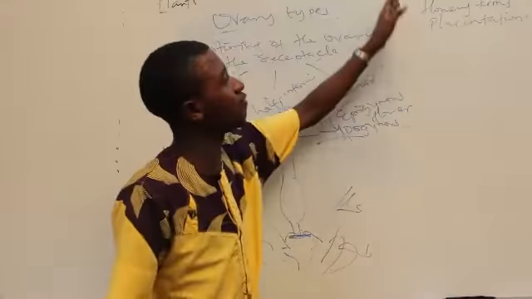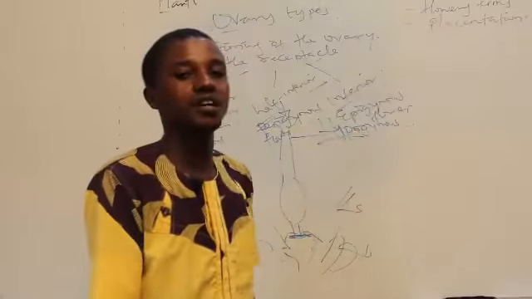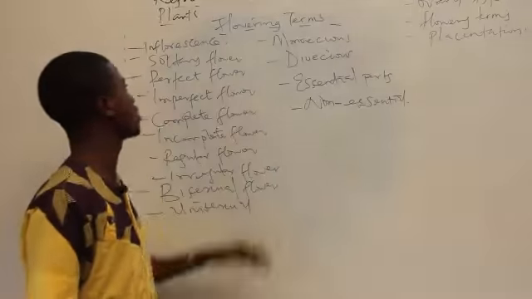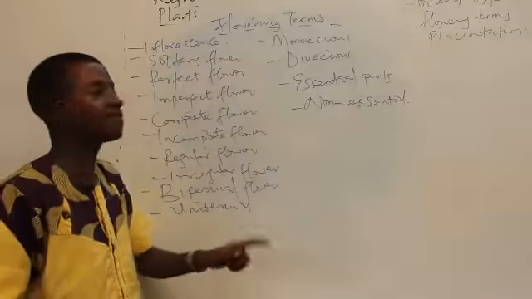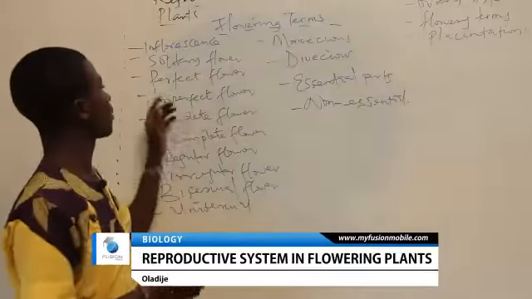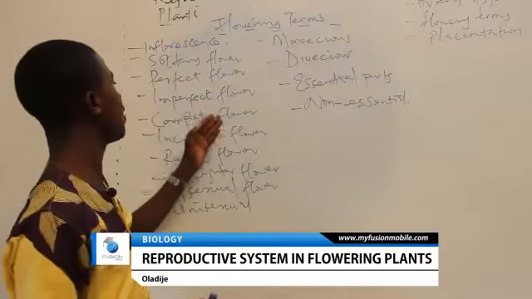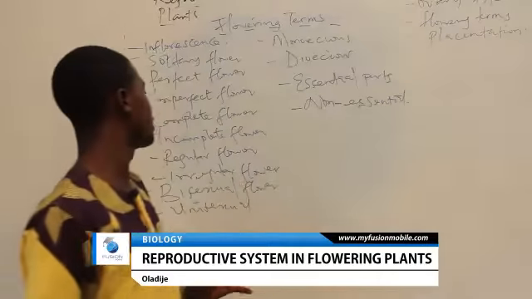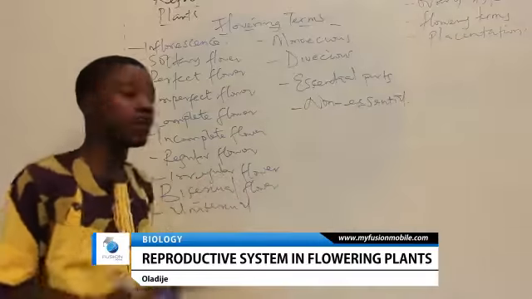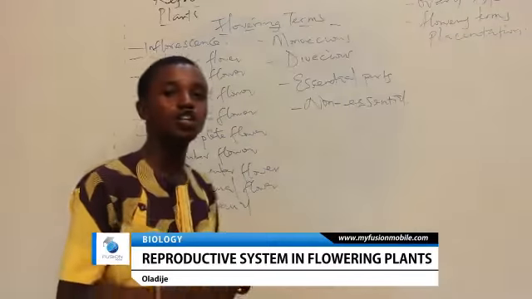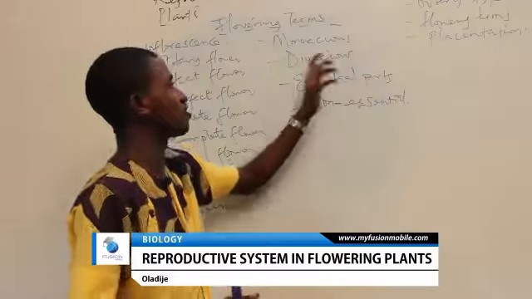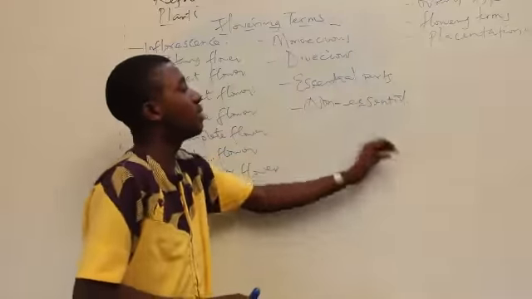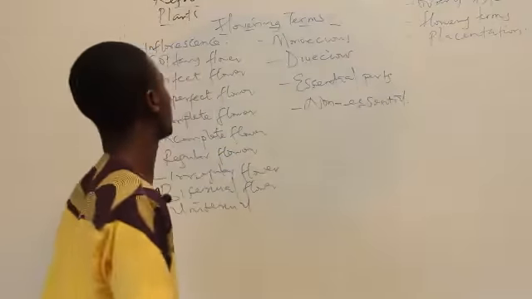So now we'll be looking at flowering terms. Then after that, we'll look at placentation. Okay, so now we'll be looking at flowering terms. We'll be looking at inflorescence, solitary flower, perfect flower, imperfect flower, complete flower, incomplete flower, regular flower, irregular flower, bisexual flower, unisexual flower, monoecious, dioecious, essential part, and non-essential part of a flower.